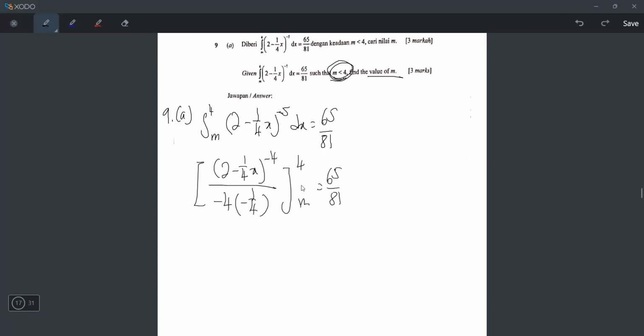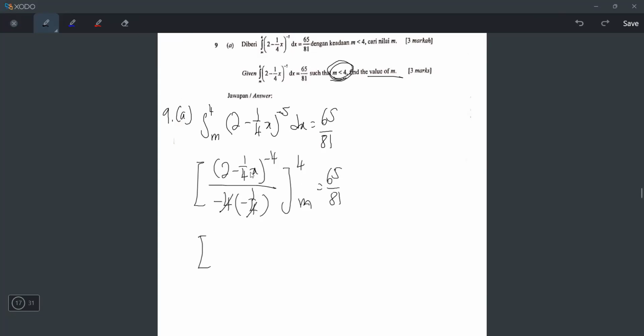Before you substitute the 4 and the m in, simplify first. Simplify first. What do you want to simplify? You can simplify it. 4, 4 cancel. And then negative 1 becomes positive 1. So you can just ignore everything down here because it's just over 1. So it's just left with the top part.